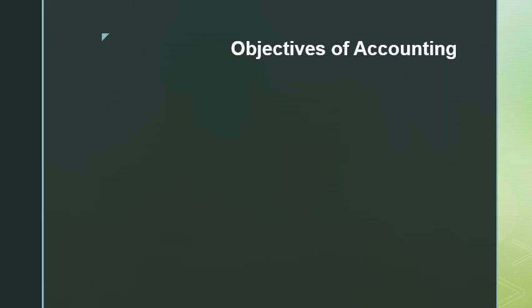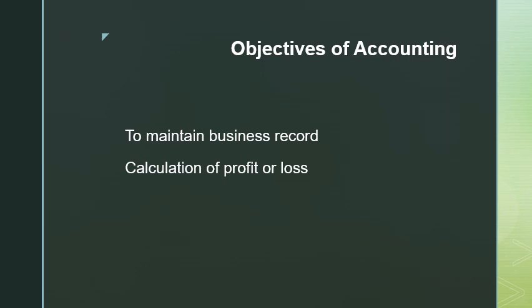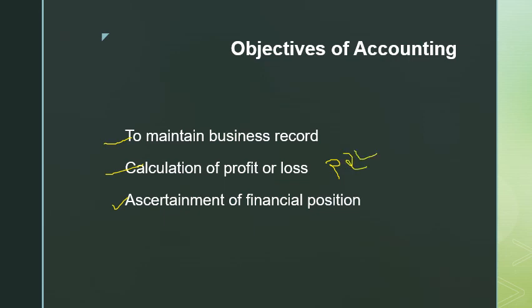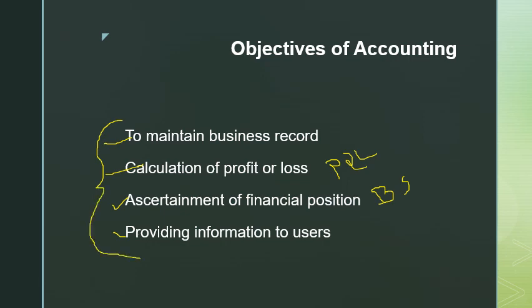Then, what are the objectives of accounting? The first objective is to maintain business records, to maintain accounting data, to maintain business data. That's the first accounting objective. And the second one, calculation of profit or loss, whether the business is working well or not. The next, ascertainment of financial position. What is the current net worth of this business? The calculation of profit is made through the profit and loss account, and the ascertainment of financial position is done through preparing the balance sheet, and then providing information to the interested users. These are the four important objectives of accounting.